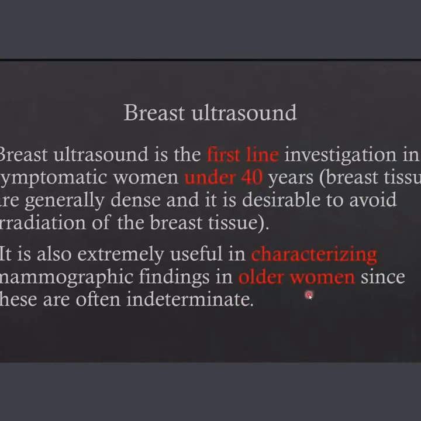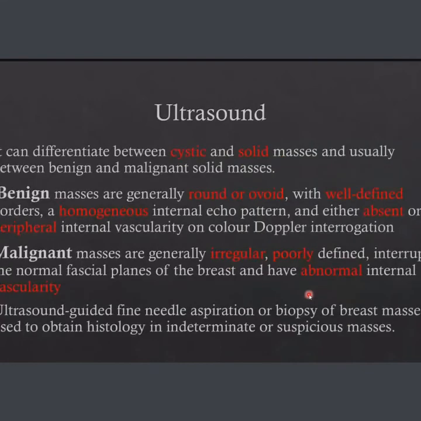It is also extremely useful in characterizing mammographic abnormality in older women. As we said, we start with mammography in older women, and when we see an abnormality we determine its location on the mammogram and go and do ultrasound on it, further characterizing the abnormality. Ultrasound helps us discriminate between cystic and solid masses.